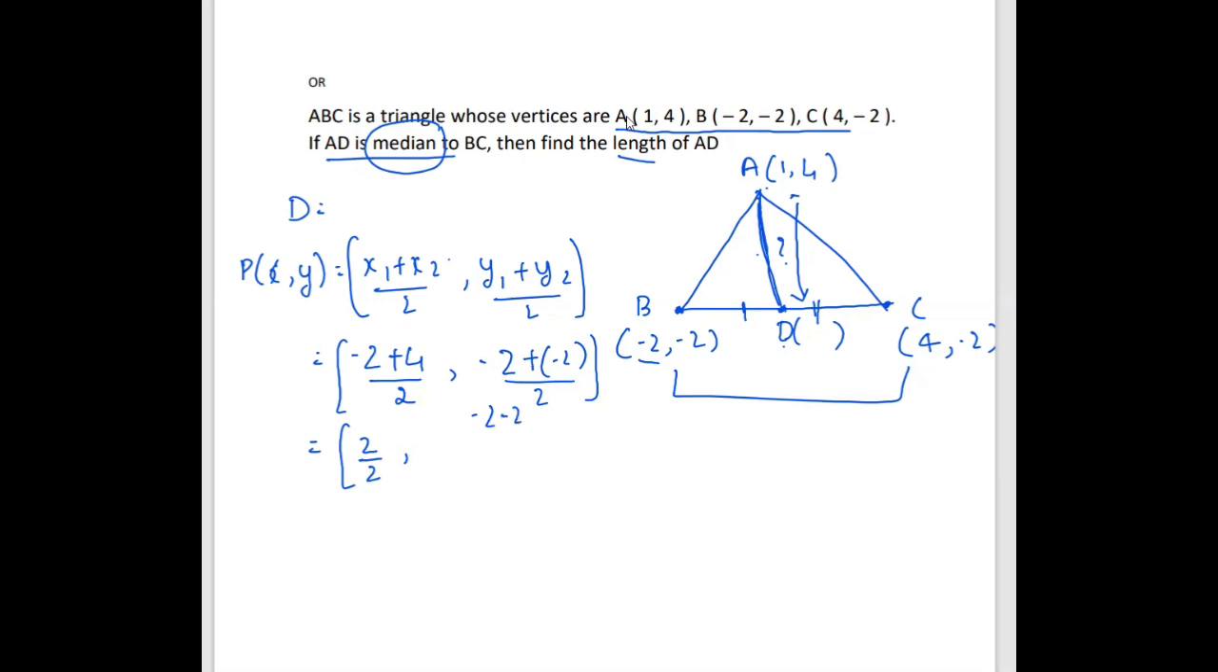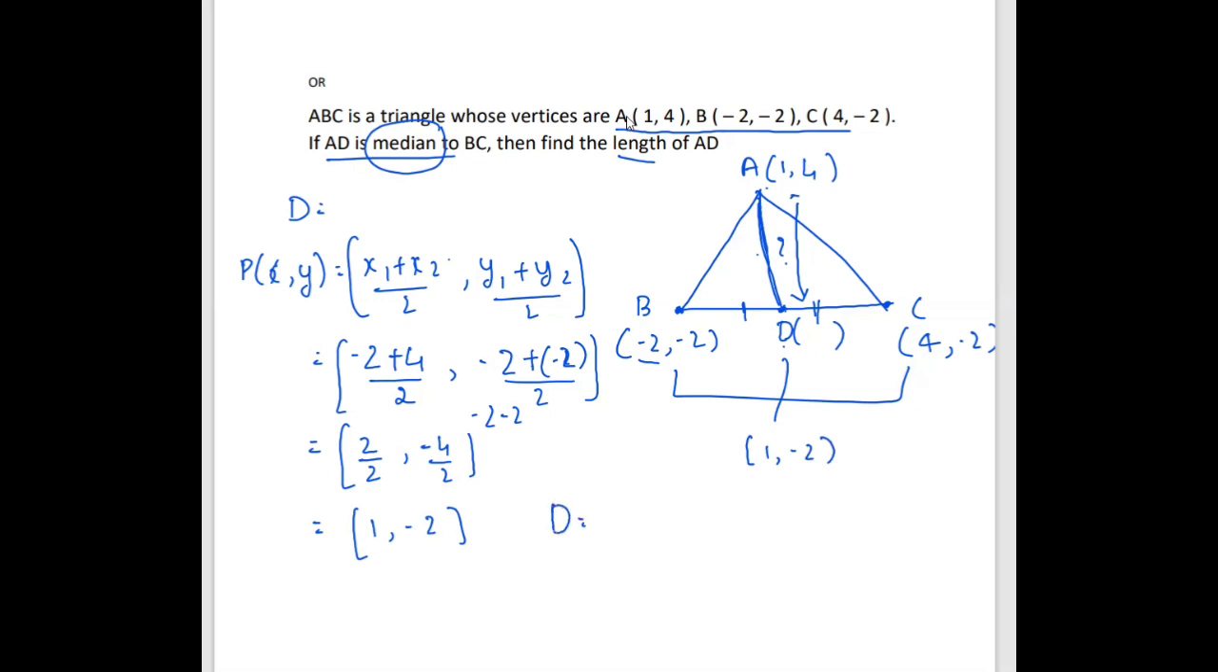See here, plus into minus is minus, so it becomes minus 4 by 2. Now when you divide, 2 by 2 is 1, minus 4 by 2 is minus 2. So this is the coordinate of point D. The D point coordinate is (1, -2). Now I have to find the distance between A and D. I use the distance formula.